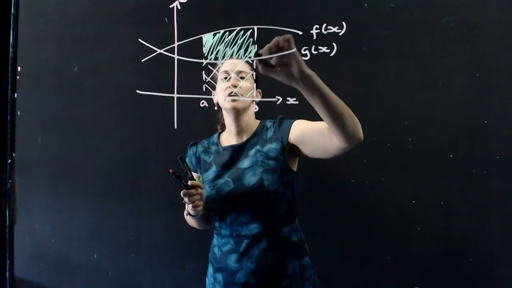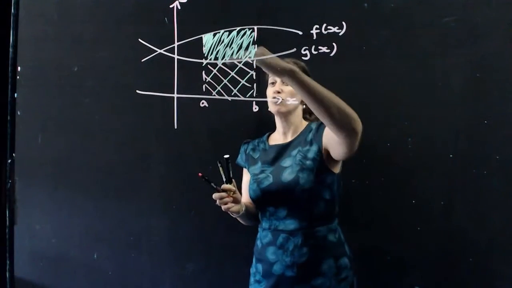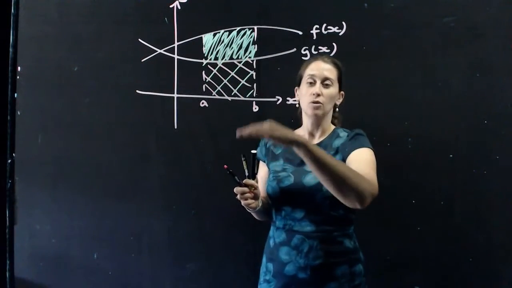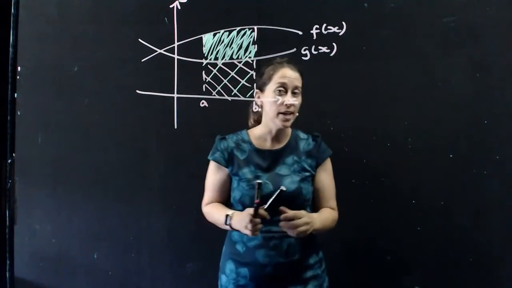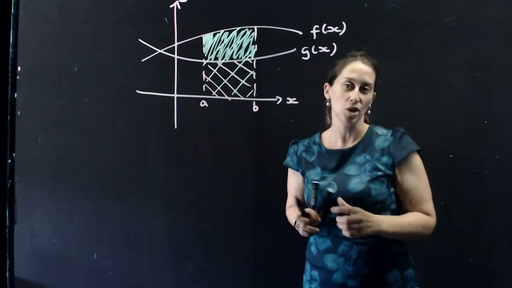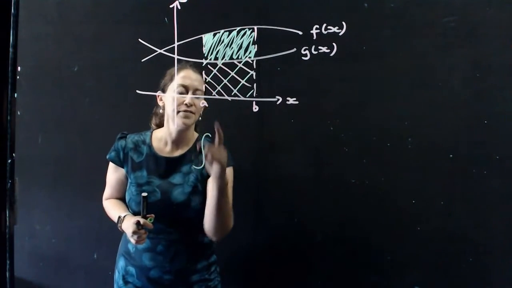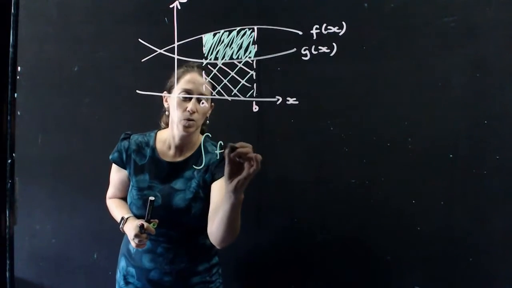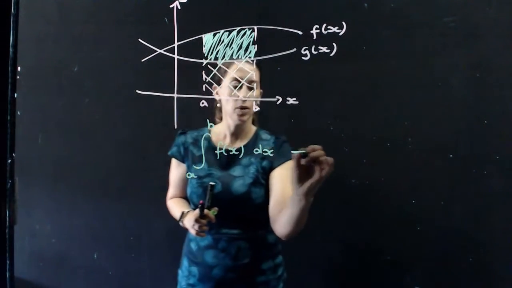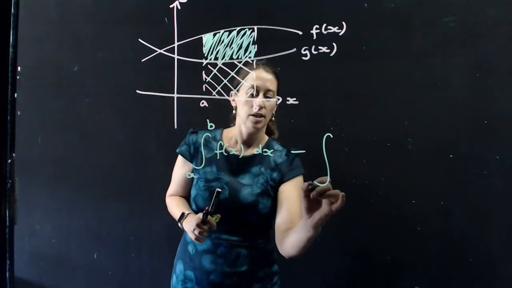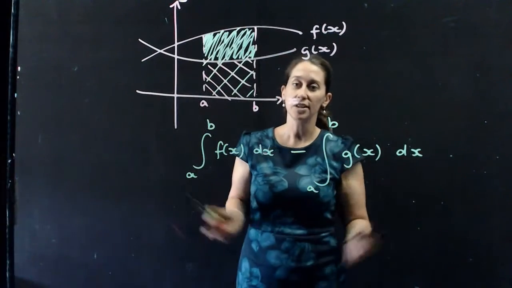If I want just this area here between the two curves, if I take the entire area of f of x and I subtract the entire area of g of x, or the area that's created between g of x and the x-axis, I'm left with this desired shaded area, which is between the two curves. So pretty much if I was to set up an integral, I would say the integral of f of x with respect to x between a and b, take away the integral between a and b of g of x with respect to x, would give me my desired area.